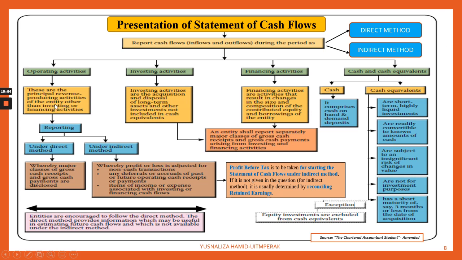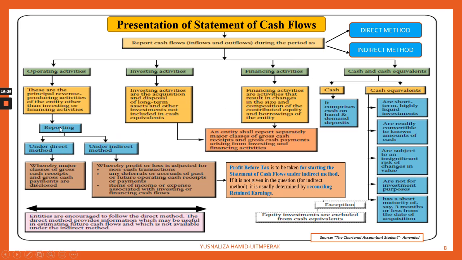And what makes the difference between the 2 methods is the way the operating activities are being presented. We will go into detail on what are operating activities, what are investing activities, and what are financing activities. But today, just to focus, what makes the difference between the 2 methods is the way the operating activities are being presented. Under both the direct and indirect method, the presentation for investing and financing activities is the same.